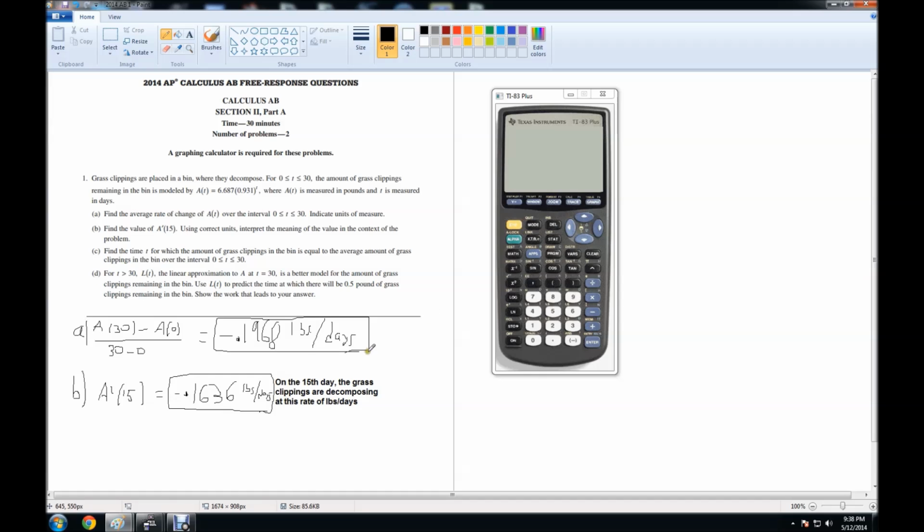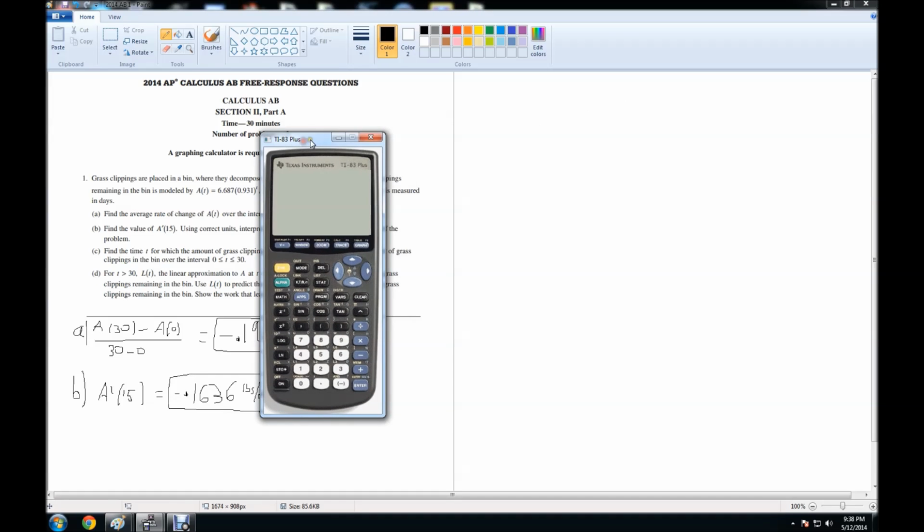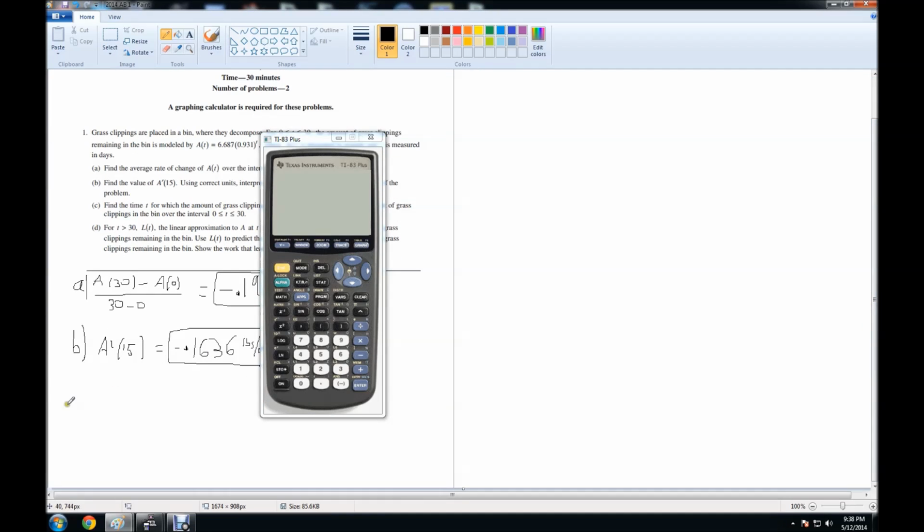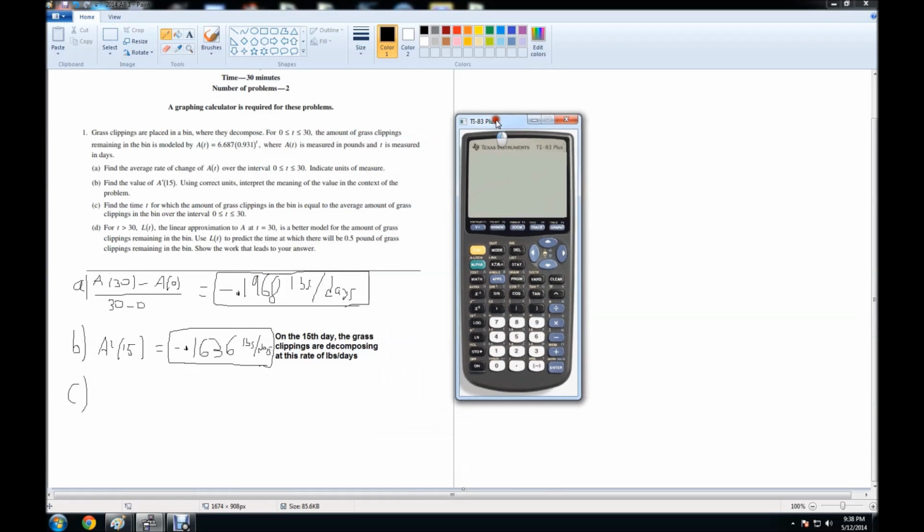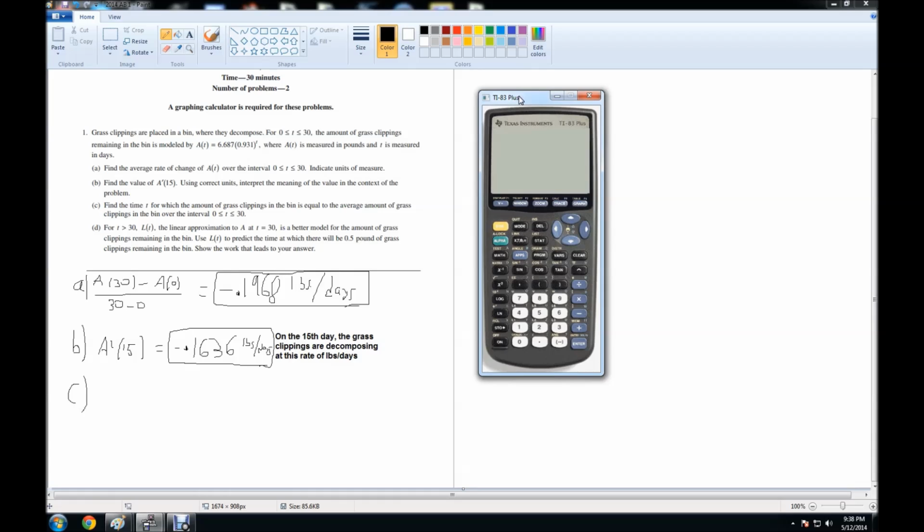Now part C. This is where it starts getting a bit tricky. I'm going to go ahead and scroll down and start C over here, even though it's quite tedious. Part C. Find the time t for which the amount of grass clippings in the bin is equal to the average amount of grass clippings in the bin over the interval 0 to 30.